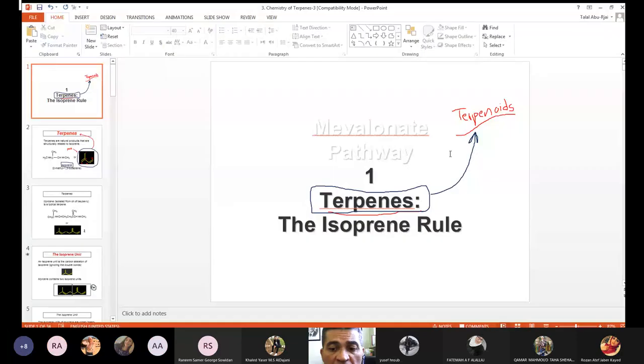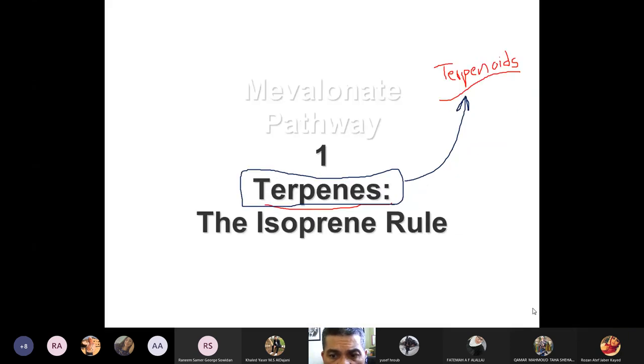Today we will start with the first pathway that we cover in this course, which is the mevalonate pathway. As I told you yesterday, the other pathways, the first two, I mean the acetate and the shikimate, have been covered in pharmacology, biochemistry, and in the phyto one.